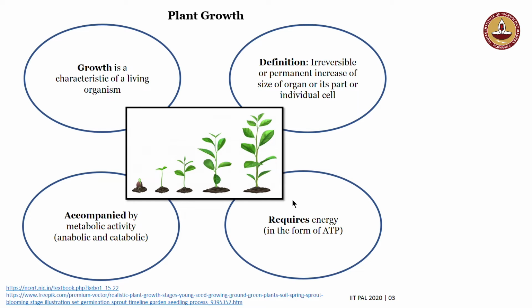So now what is plant growth? Now growth is a characteristic of a living organism, isn't it? So in order to define, it is an irreversible or permanent increase of the size of an organ or its part or the individual cell. Now for this, it would require energy in the form of ATP, and it is accompanied by metabolic activity, which is a club of all anabolic and catabolic reactions.